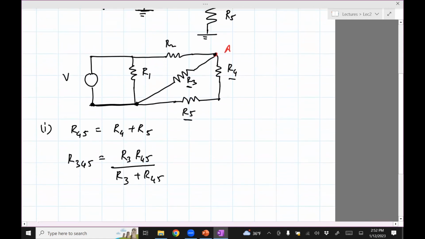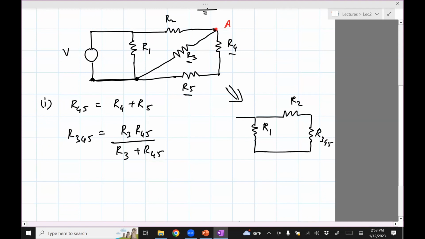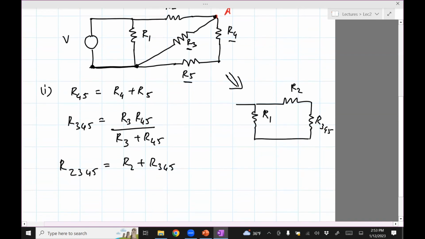Okay, now once I have that, maybe it's easier for me to draw it so that it's easier for you to understand. So right now I'm here, R2, and this is my R3, 4, 5. Okay, so next step is to combine R3, 4, 5 with R2. We can see that those two are in series. So R2, 3, 4, 5 is R2 plus R3, 4, 5.